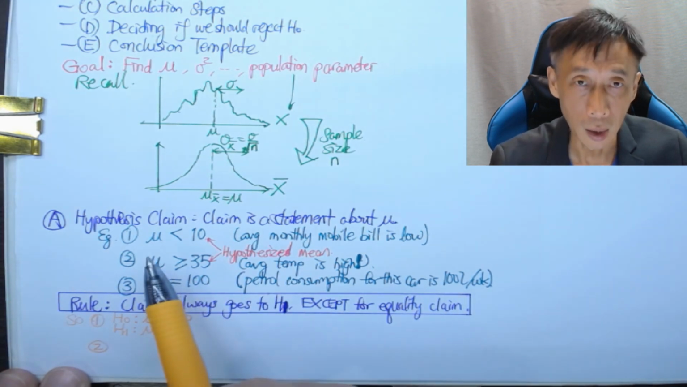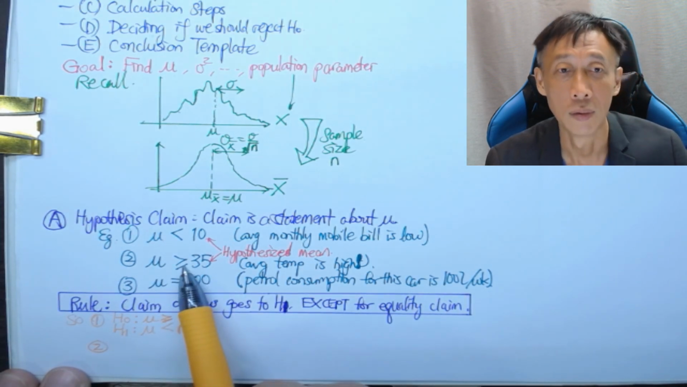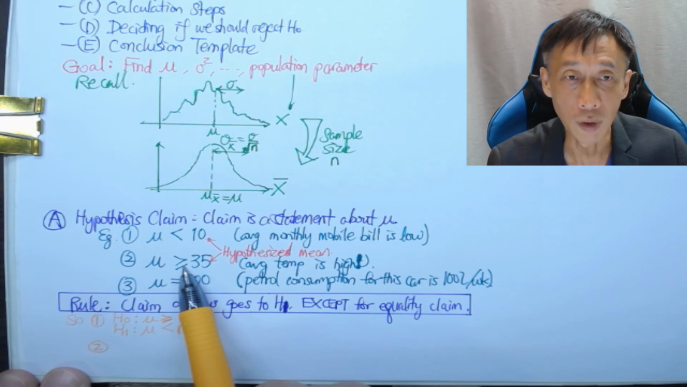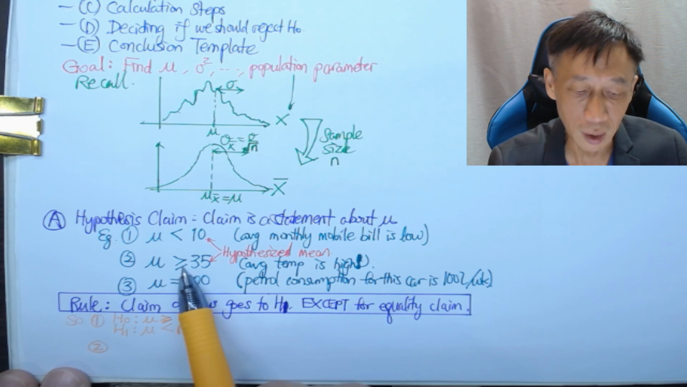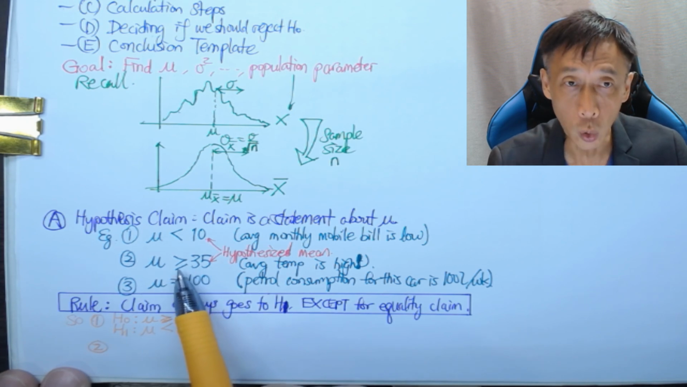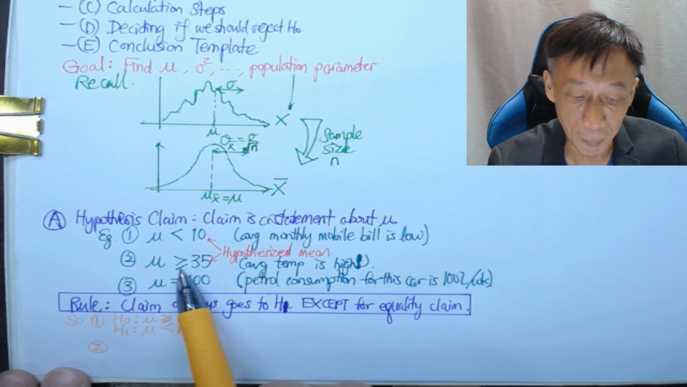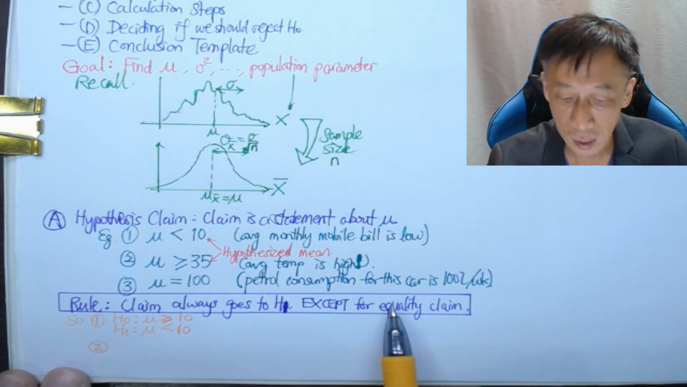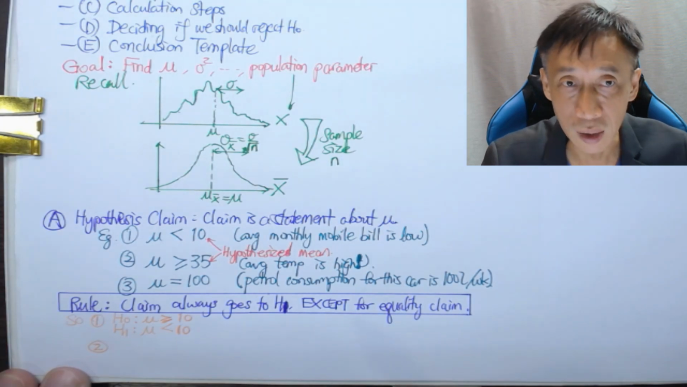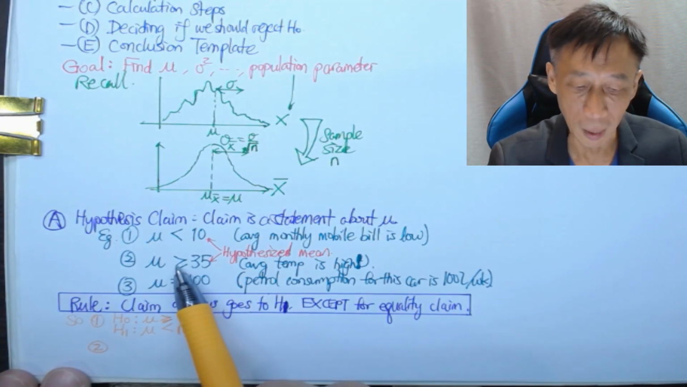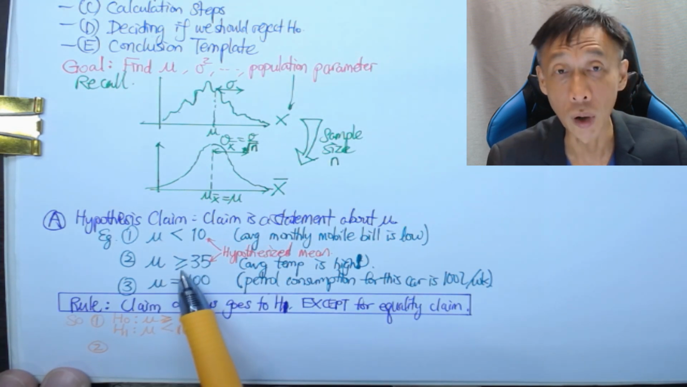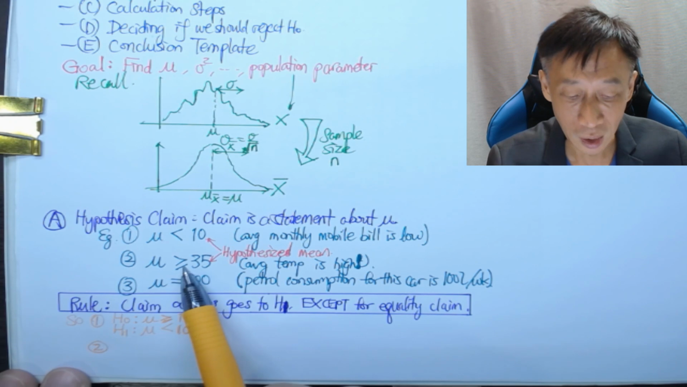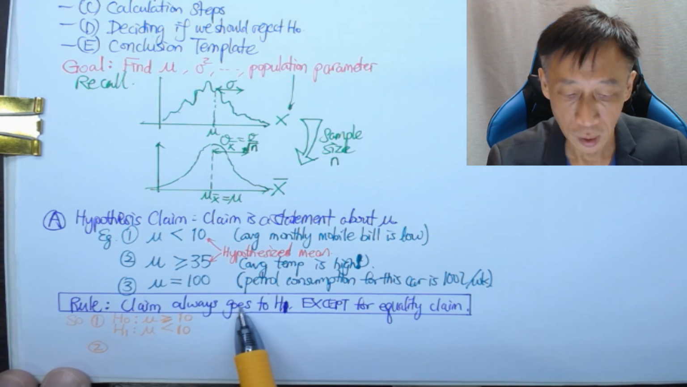This is where many students, even those from A levels and poly students who have done intro or even advanced statistics, end up making the mistake of thinking, so long as there is an equal sign appearing, that's it. That's not what I'm saying here. Their understanding is, so long as there's an equal sign appearing, then this statement goes to H naught. That's wrong. Okay, that's wrong. So this is an inequality claim, essentially.